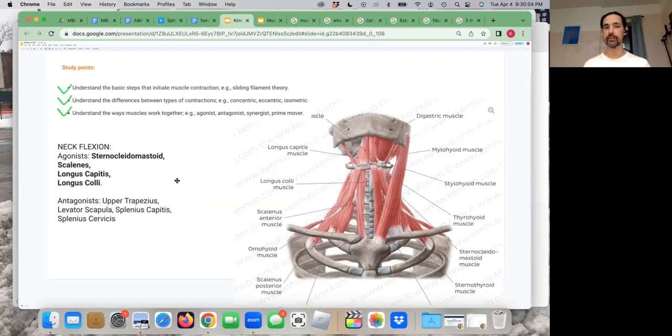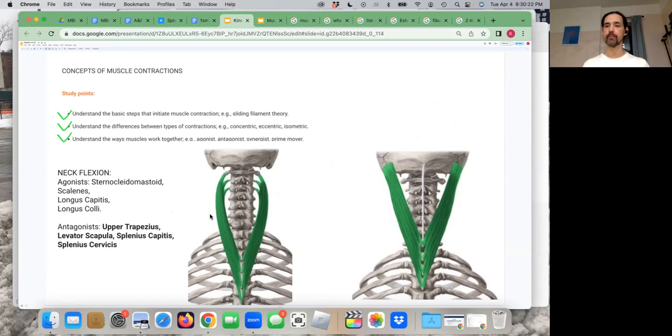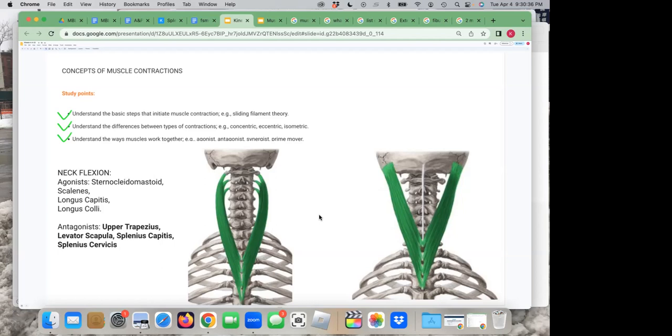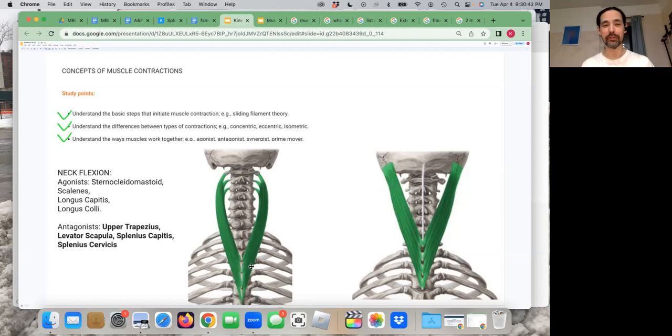So we have four flexors in the front: sternocleidomastoid, scalenes, longus capitis, longus colli. And we have four muscles in the back: upper trapezius, levator scapulae, splenius capitis, splenius cervicis. Now, I know that you know where the upper trap and the levator scapulae are located, but I didn't include pictures of those. I did include pictures of the splenius muscles, splenius cervicis and splenius capitis. Mint, which one do you think is the splenius cervicis, and which one do you think is the splenius capitis?